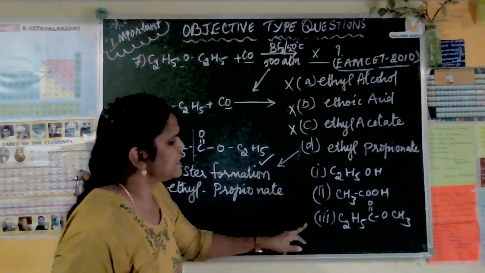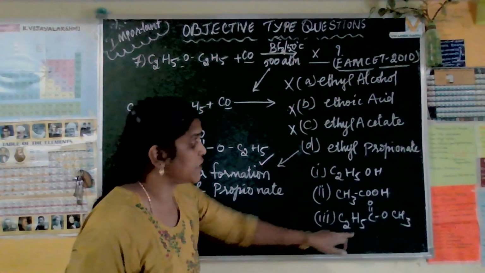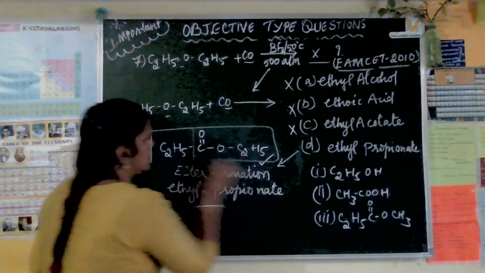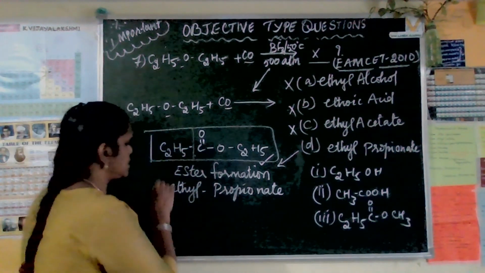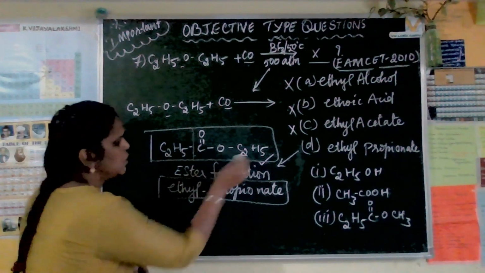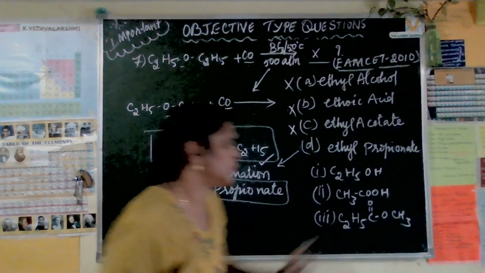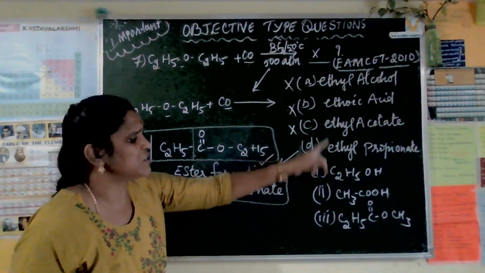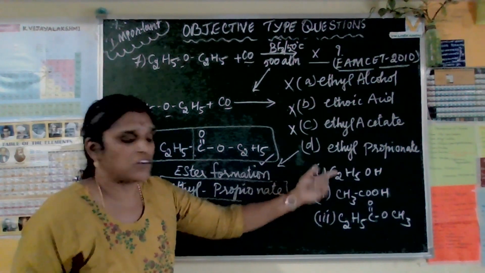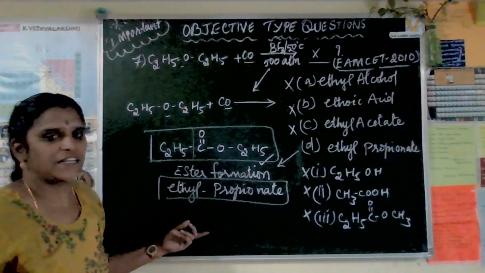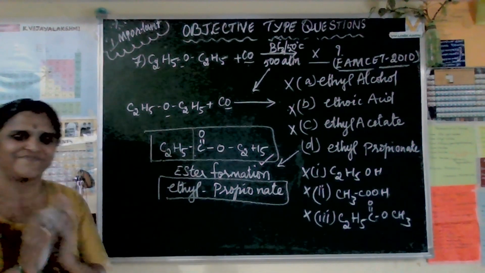Hope you understand. Is it possible to get all this? No. What is the answer? This answer we get: ethyl propionate is the correct one, with 1, 2, 3 propane, whereas here 1, 2. Acetate, or ethanoate also we can say. So these are all wrong options. Hope you understand very clearly. Thanks for watching.